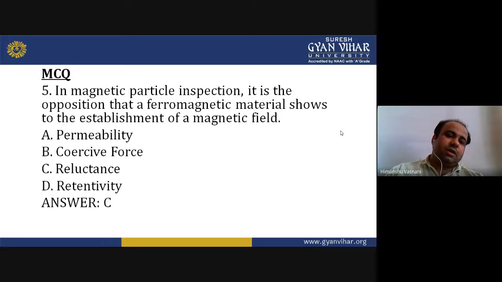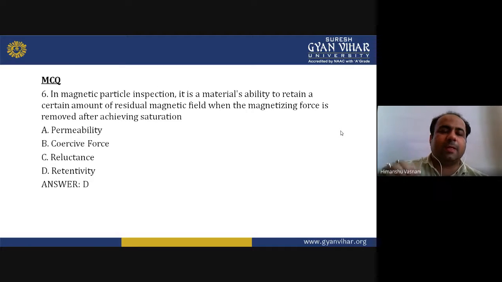What do we call this? We call this reluctance. That is shown by answer C. It is the opposition that a ferromagnetic material shows to the establishment of a magnetic field. The magnetic field is, you can say, resisted by this, so it is called reluctance.